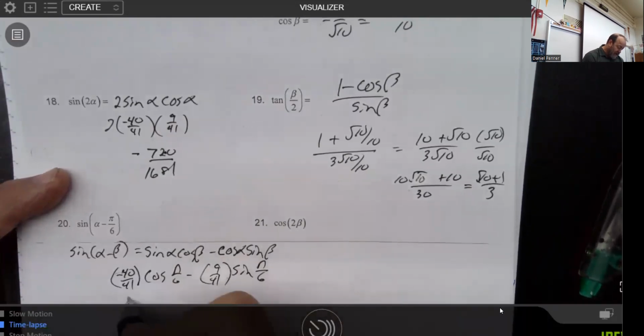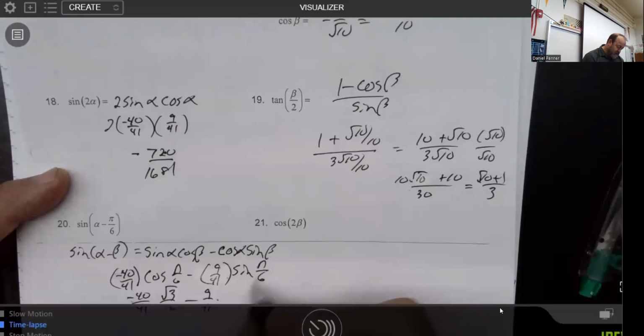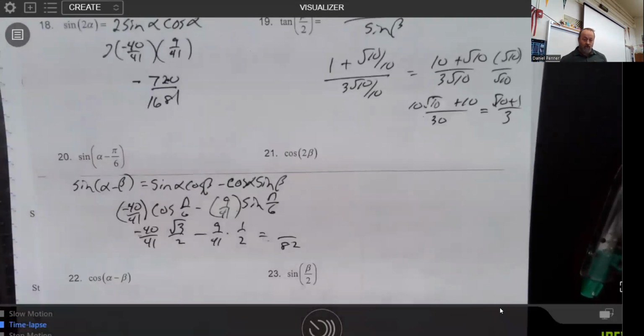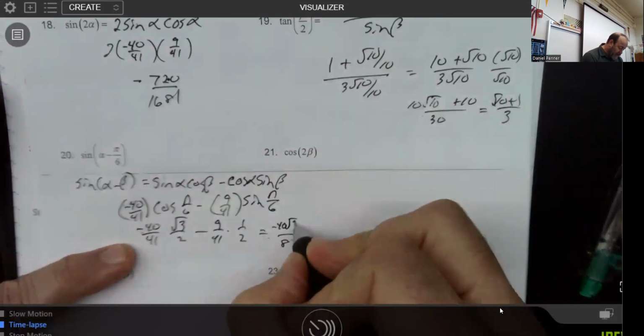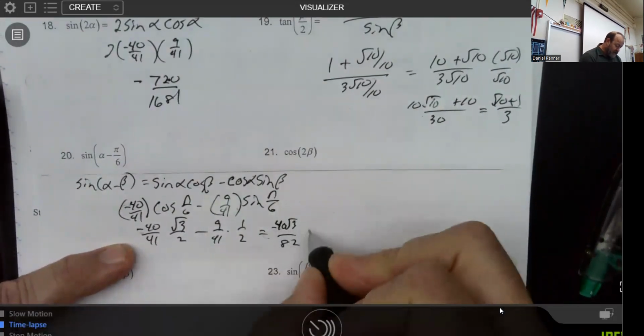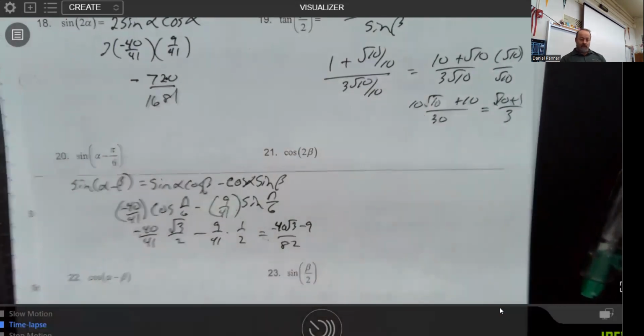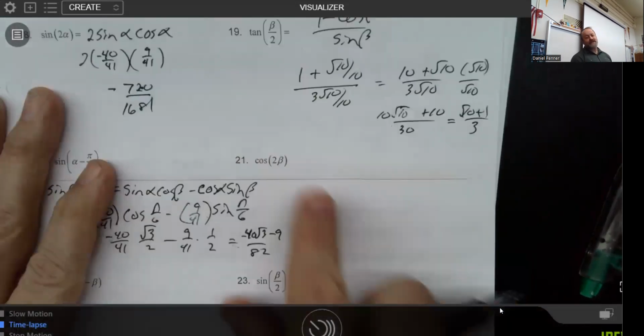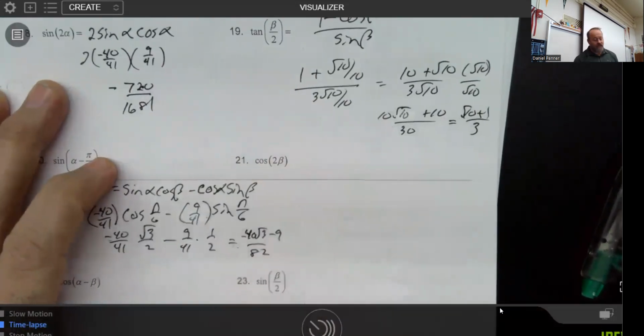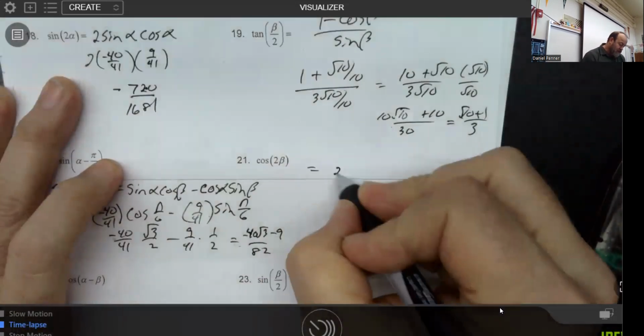And of course, the last little piece of that puzzle is that we know that the cosine of pi over 6 is root 3 over 2, and the sine of pi over 6 is 1/2. So both of these have a denominator of 82, and they would have a numerator of negative 40 roots of 3 minus 9. And we're done. That's literally all there is to it. Now, when we go over to the cosine, this is one of those things where answers will vary. There's no particular reason why I picked a cosine instead of a sine, but I guess my eyes just went to the cosine first.